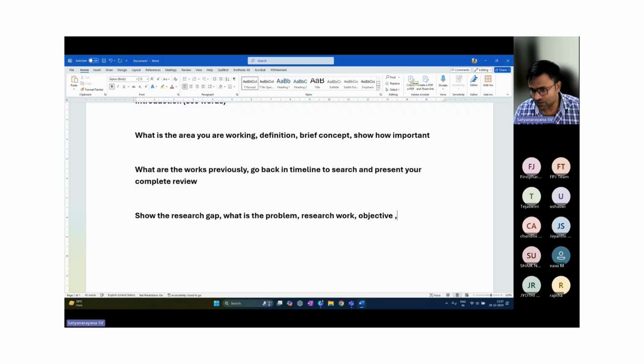After writing the objective, which means that in order to answer the research gap or research question I am going to do some work, you must mention that. After the objective, you need to write what the anticipated result is.